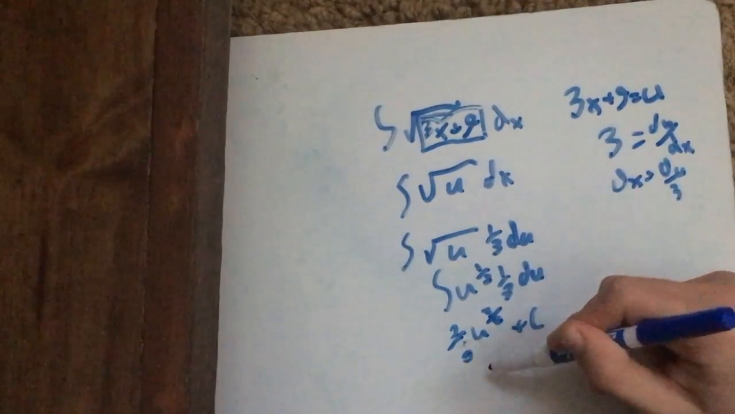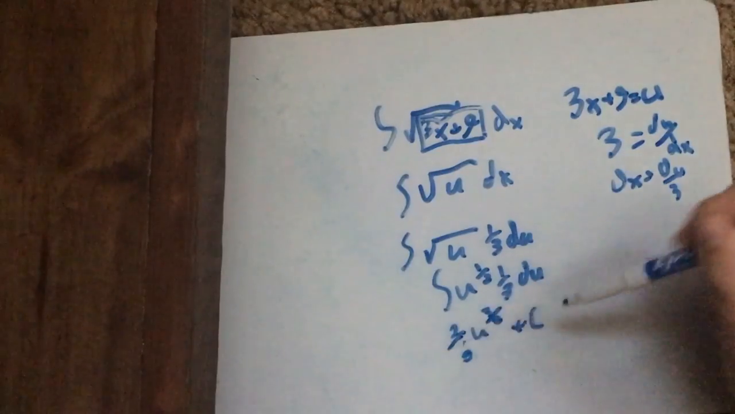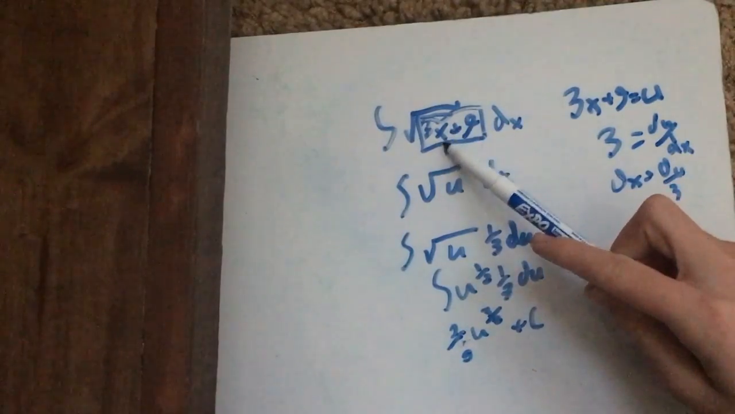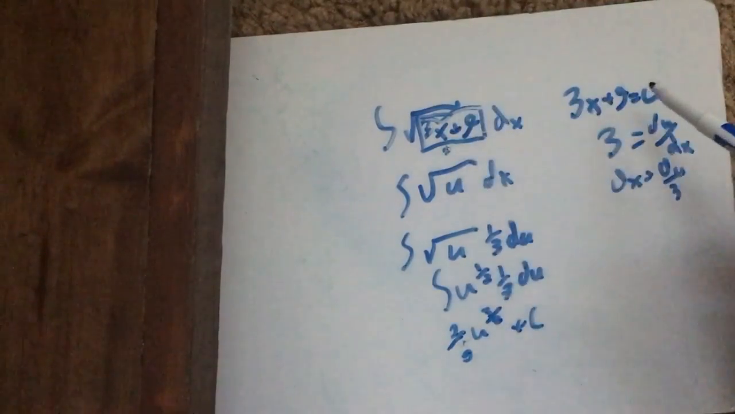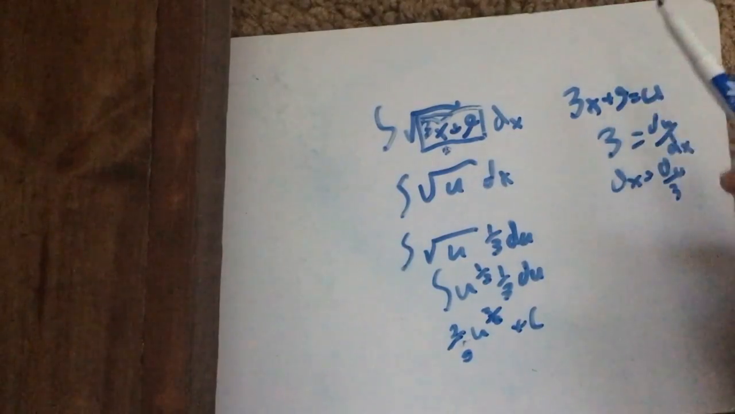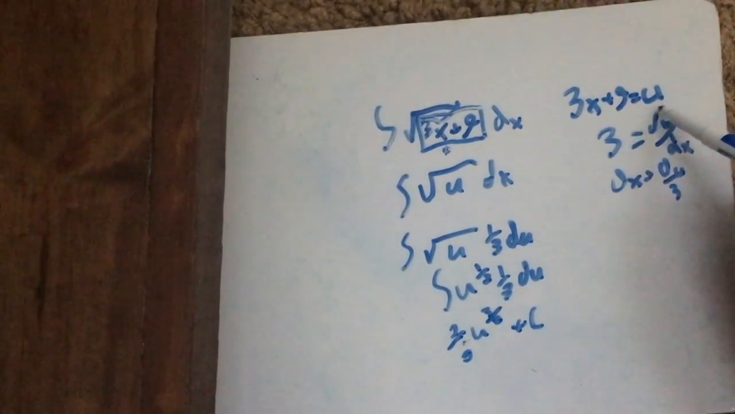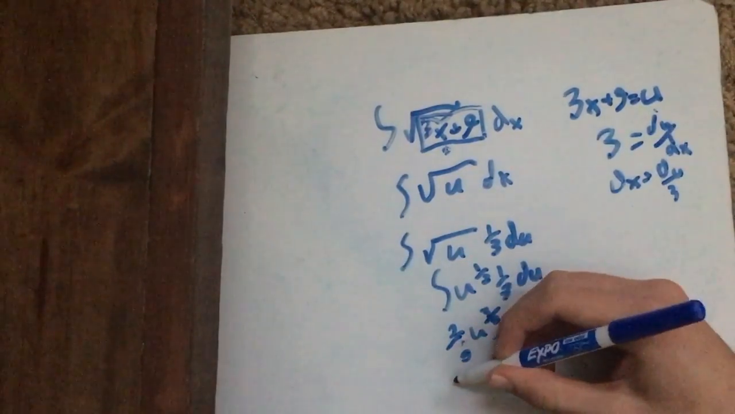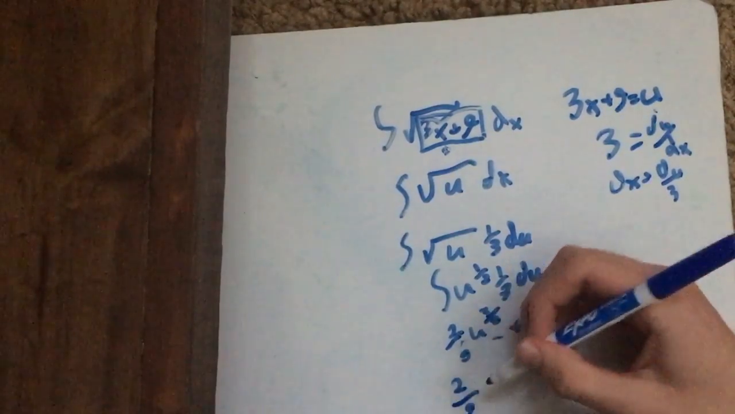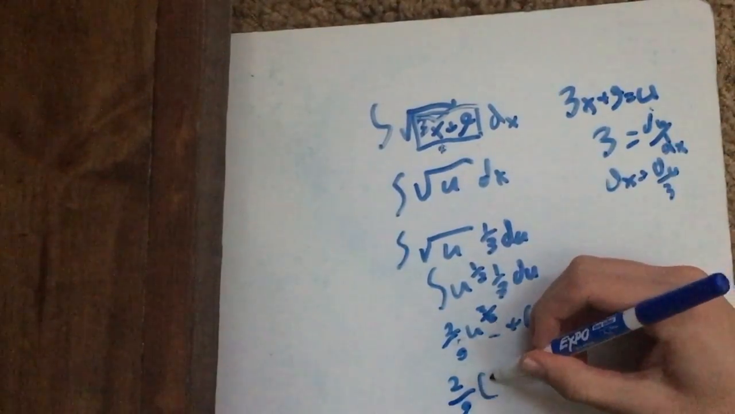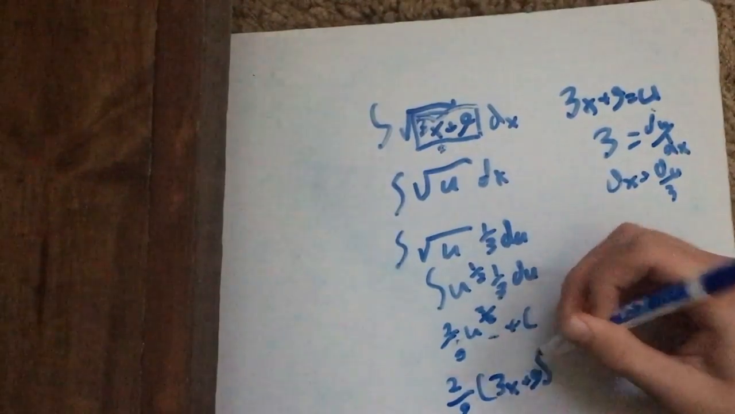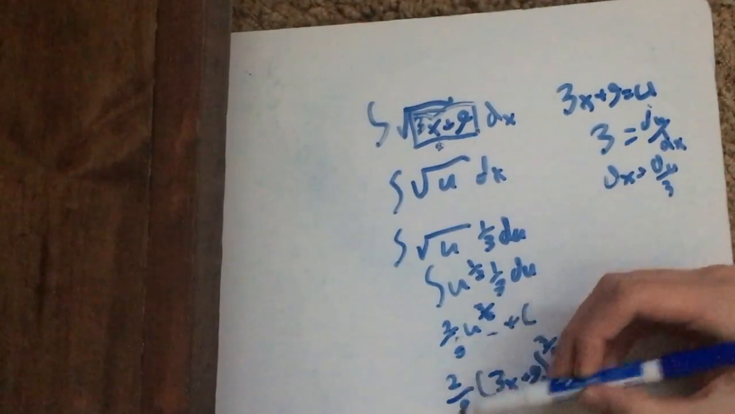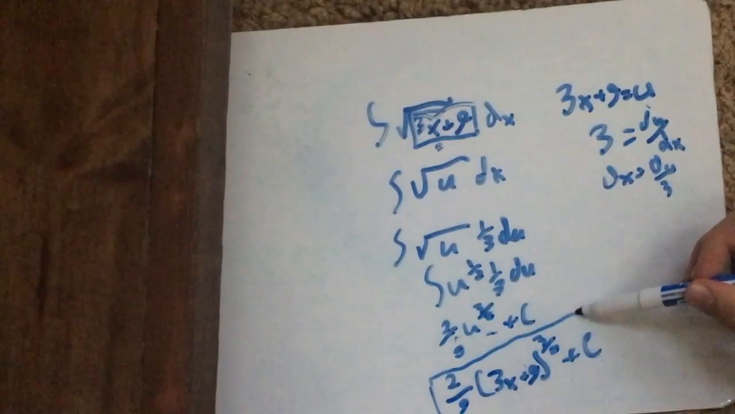Wrong, because this answer is in terms of u. However, we started off with an equation that was in terms of x. So what we need to do in the final step of our u substitution is plug the 3x plus 9 back into the original equation. So what we do is just 2 over 9, and then 3x plus 9 to the 3 over 2 plus c. And then that actually is our final answer, right there.